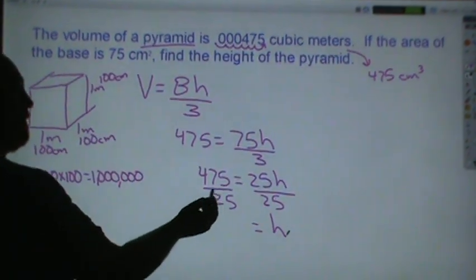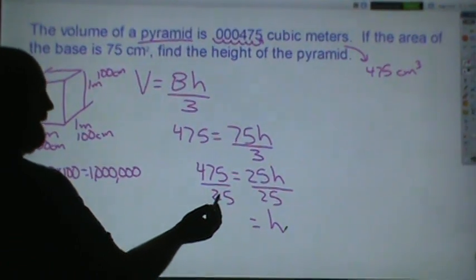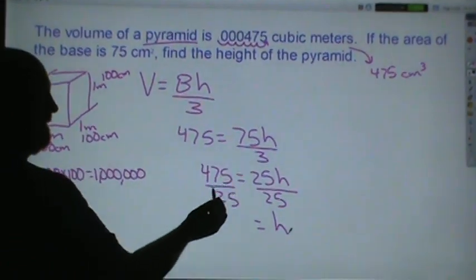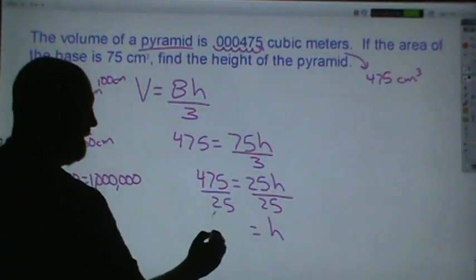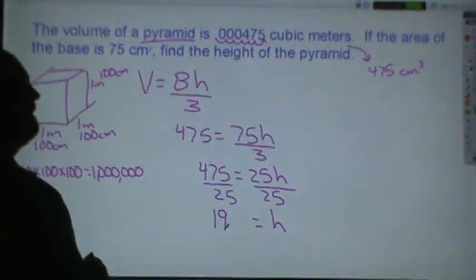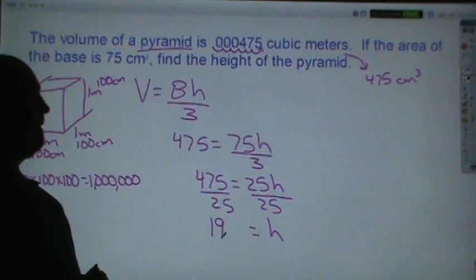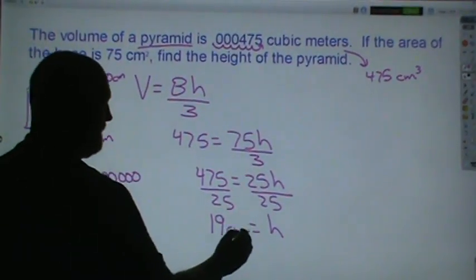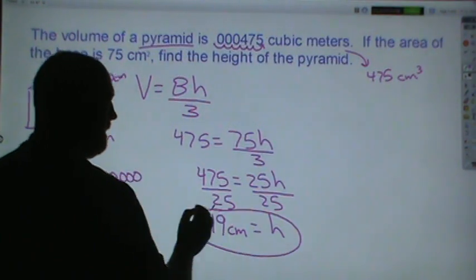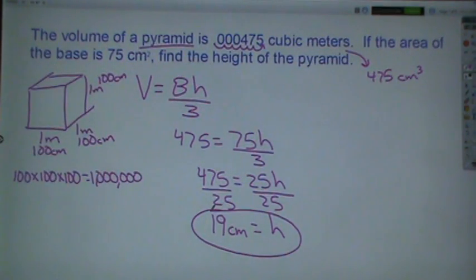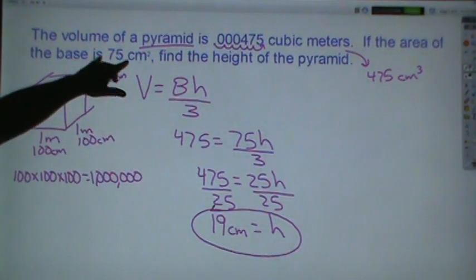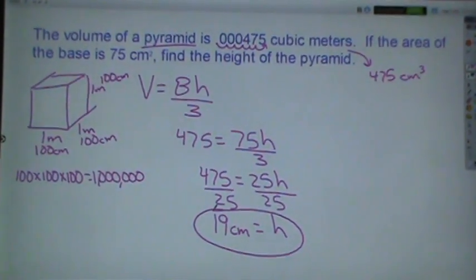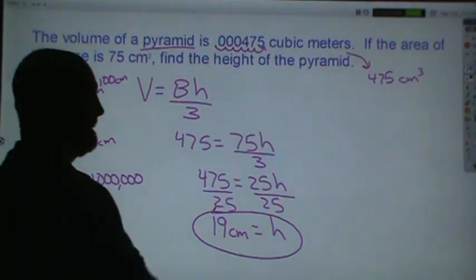I know that 4 quarters makes $1, so I need 16 quarters to get to $4, and then another 3 to get to 75 cents. So I end up with 19 right here. And my unit would be in centimeters because we changed everything to centimeters. You could do this problem in meters as well. We just convert the 75 square centimeters into square meters. But I think that this is the easier way to get it done.